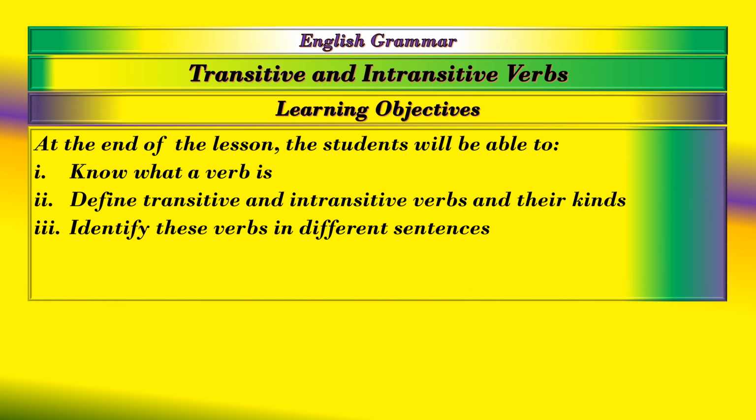The learning objectives of today's lesson. At the end of the lesson, the students will be able to know what a verb is, to define transitive and intransitive verbs and their kinds, to identify these verbs in different sentences.